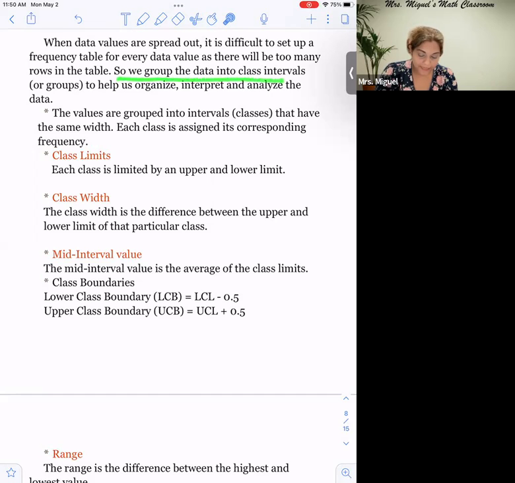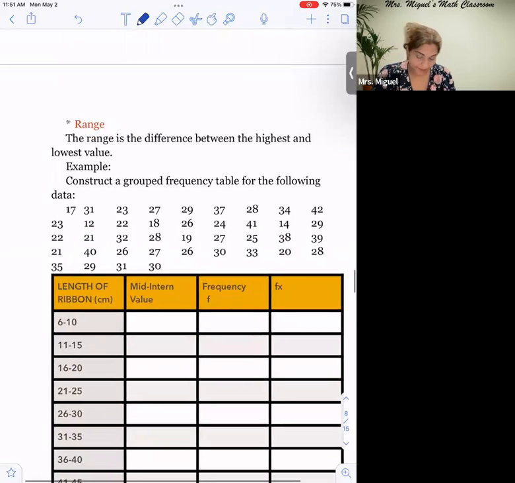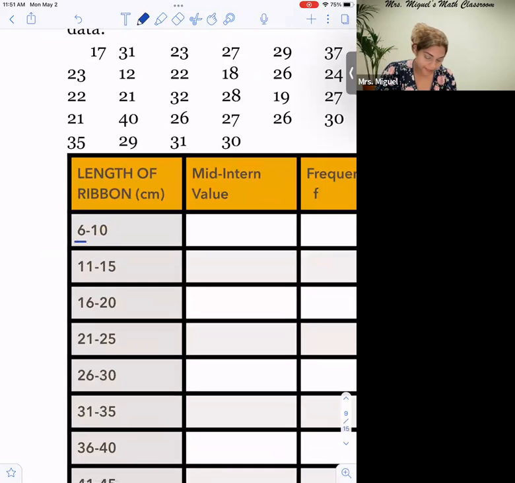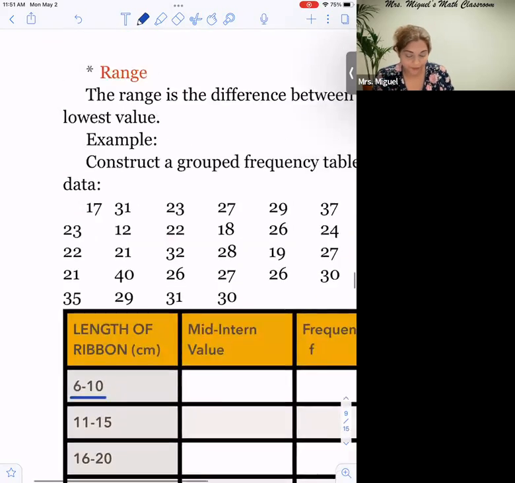So we group the data into class intervals or groups, and this helps us to organize, interpret, and analyze the data. The values are grouped into intervals or classes that have the same width. Just like the bar chart, the widths are the same. Each class is assigned its corresponding frequency. Now, let me give you an example. So in my table here, I have the number 6 and 10. So that is my first value.